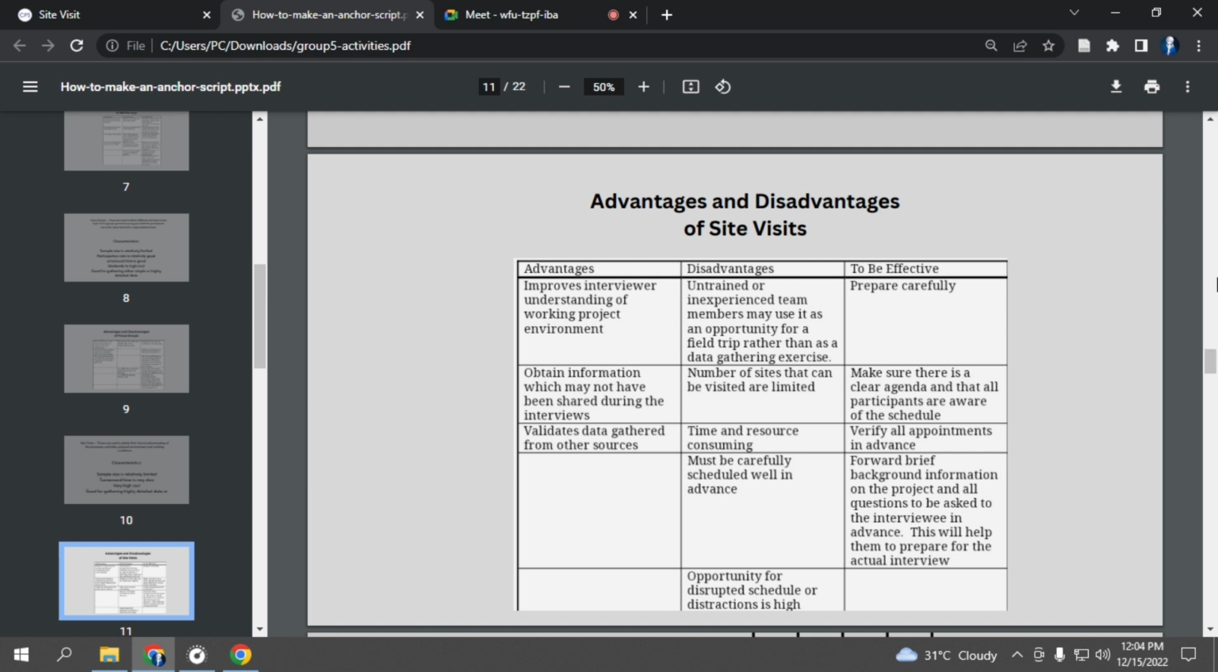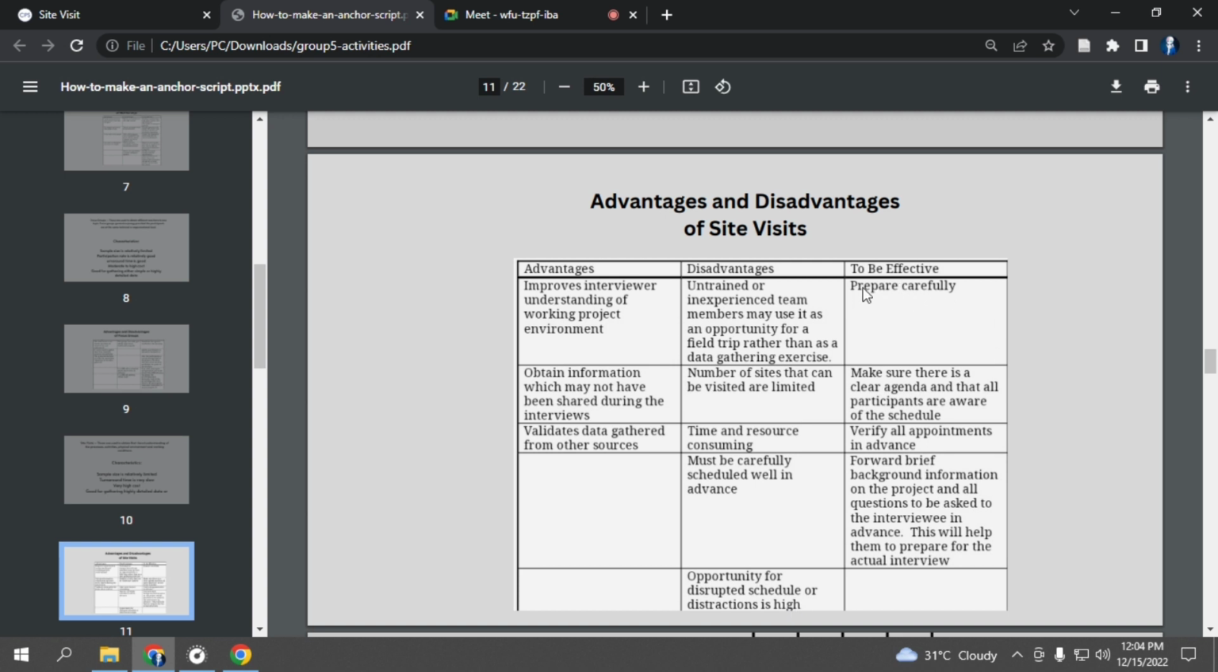The number of sites that can be visited is limited. It is time and resource consuming and must be carefully scheduled well in advance. The opportunity for disrupted schedule or distractions is high.